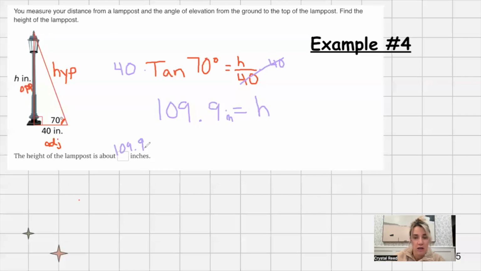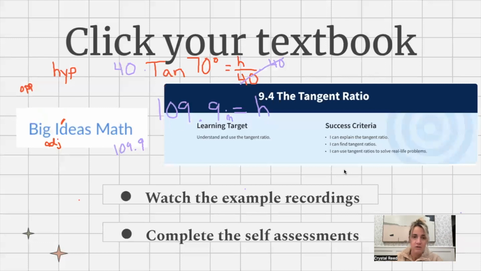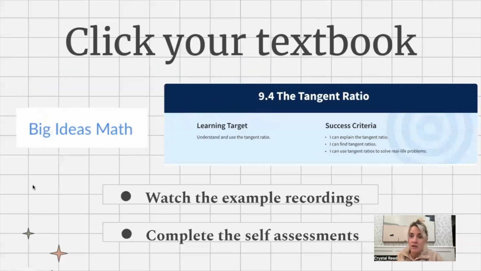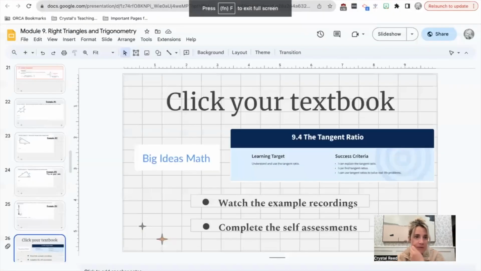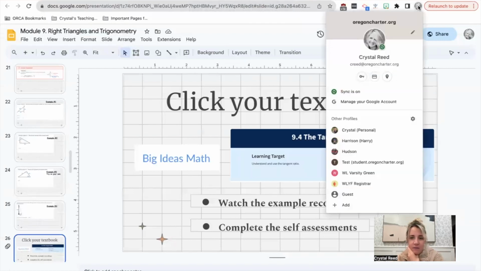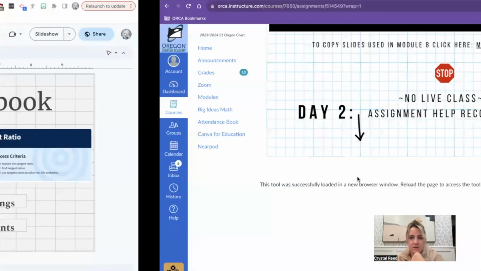Please make sure if you're not getting these right off the bat, don't attempt your quiz right away. We are probably going to work on this together. Also, just a reminder, it is very important that you are using your resources. These recordings are great, but you have your Big Ideas Math textbook that you can click on. So click that tab. Go to that 2.4 assignment. I'm actually going to show you right here. Let's see if we can get into that test student today.